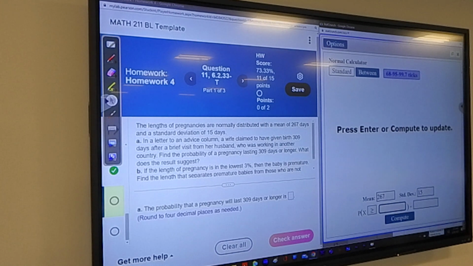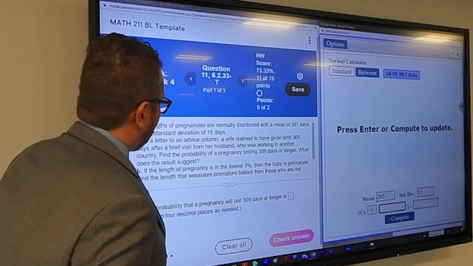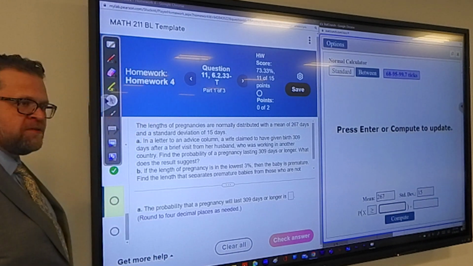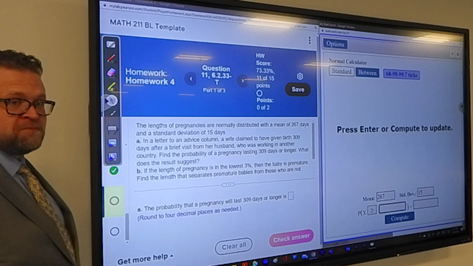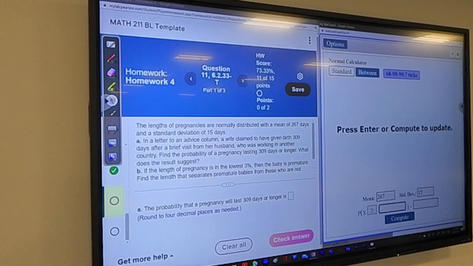Oh boy, this question. In a letter to an advice column, a wife claimed to have given birth 309 days after a brief visit from her husband, who was out of the country. What is the probability that a pregnancy could last 309 days or longer? You see what this is getting at?